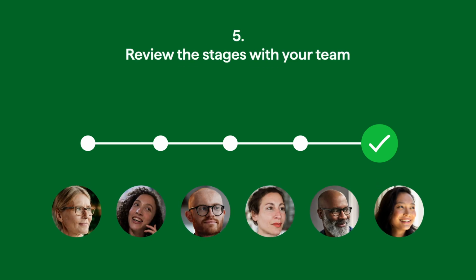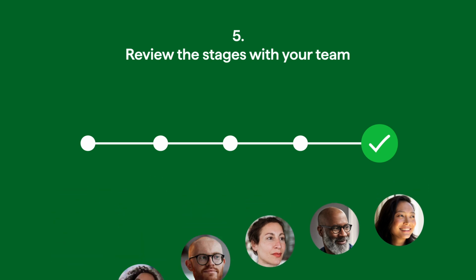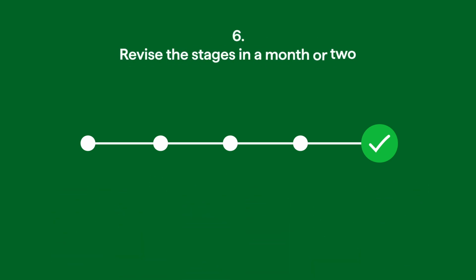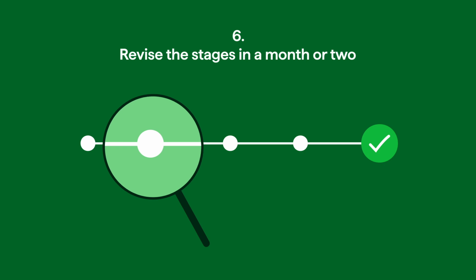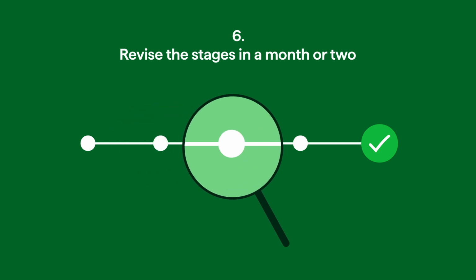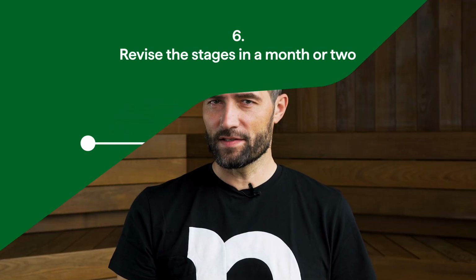It's vital that they not only understand the stages, but also see why they are so important. And 6, in a month or 2, revise the stages once you've got more hard information to work with. To make it easier to visualize them without being too simplistic or overly complicated, you'll want to have between 5 to 7 steps. Your pipeline may differ depending on your industry and business, but here's an example of typical sales stages to get you started.